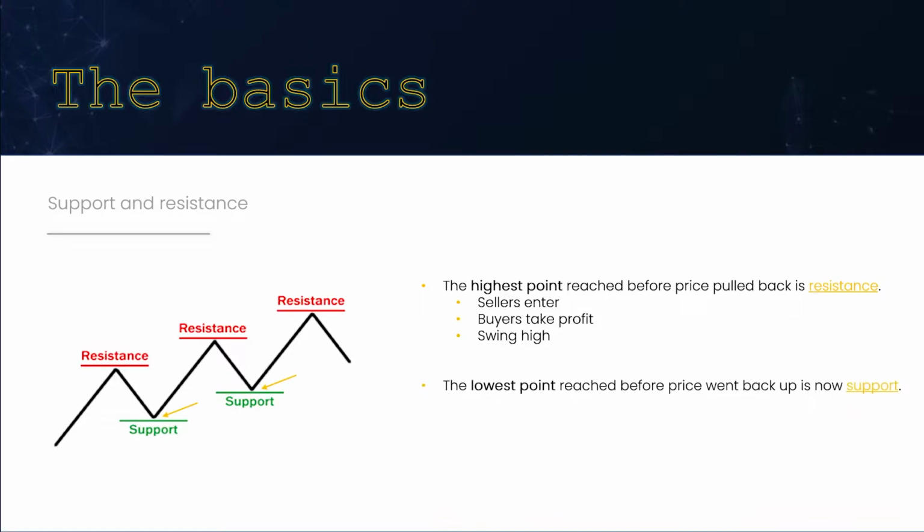When the price continues up again, the lowest point reached before it started to go back up is now support. Support levels indicate where buyers are looking to get in and sellers are taking their profit, also called swing low. In this way, resistance and support are continually formed as price moves up and down over time.